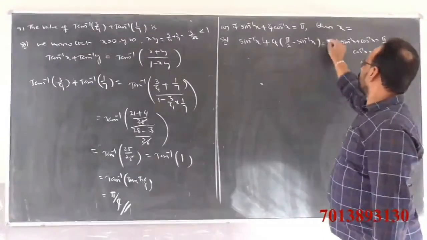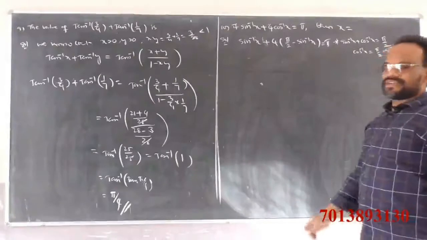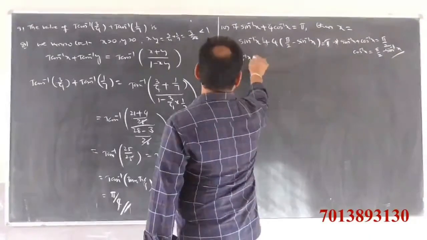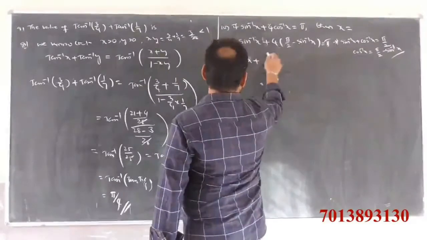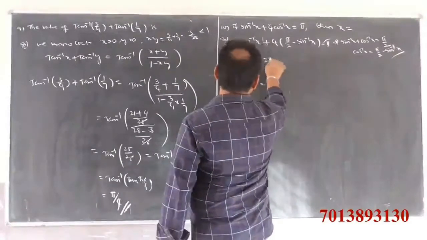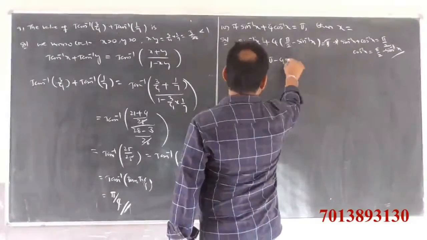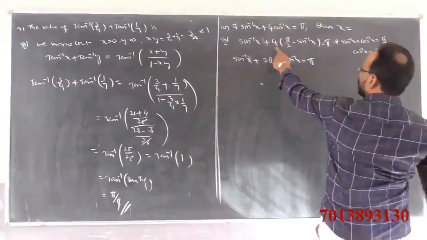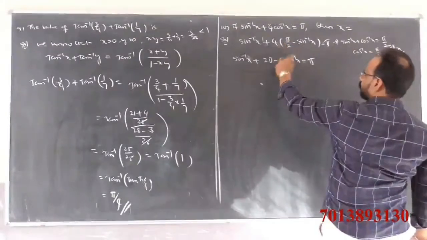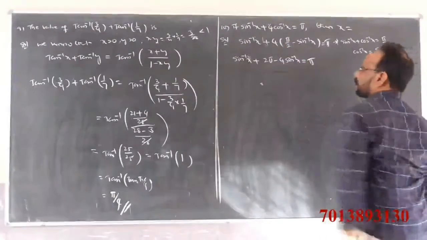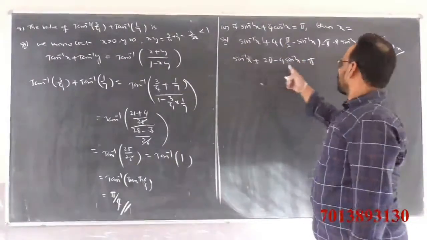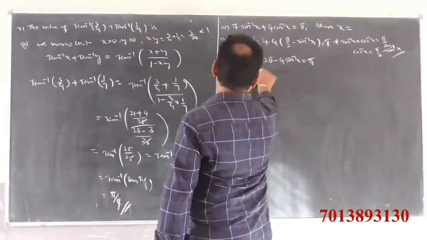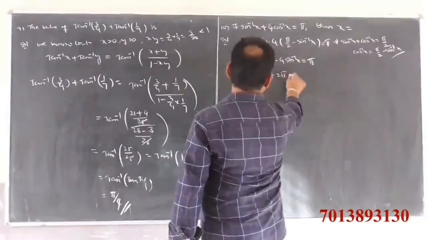Is equal to, already they give pi, the value is pi. So if you multiply here, we get sin inverse x plus 4 into pi by 2, that is 2 pi, minus 4 sin inverse x is equal to pi. 4 into pi by 2, the 2s get cancelled, 2 pi minus 4 sin inverse x is equal to pi. Sin inverse x minus 4 sin inverse x, we get minus 3 sin inverse x plus 2 pi is equal to pi.